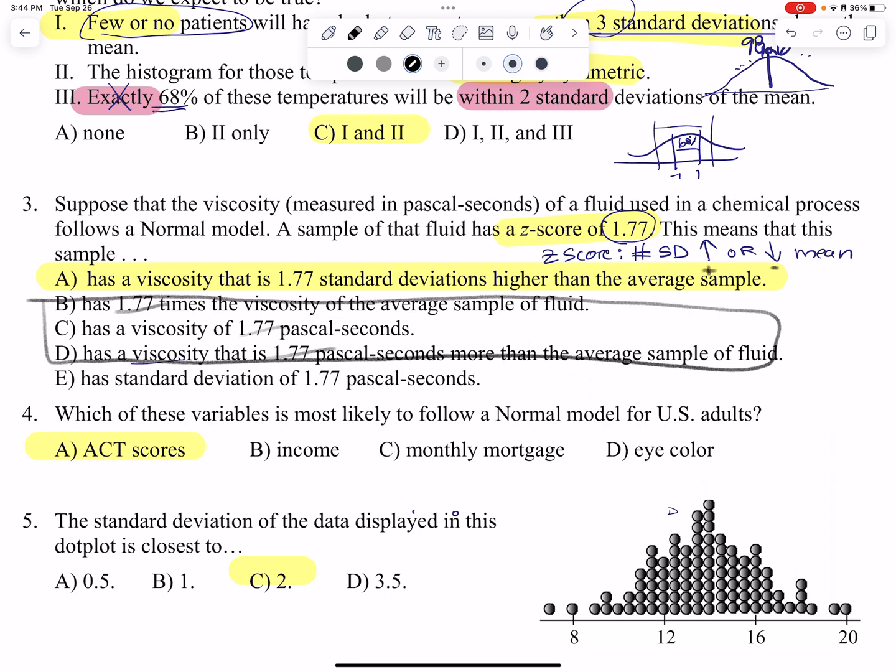Has standard deviation of... no, this is not how many, that's not what the standard deviation is, that's how many standard deviations there are. Standard deviation, we don't know what the standard deviation is. We do know that there are 1.77 of them.